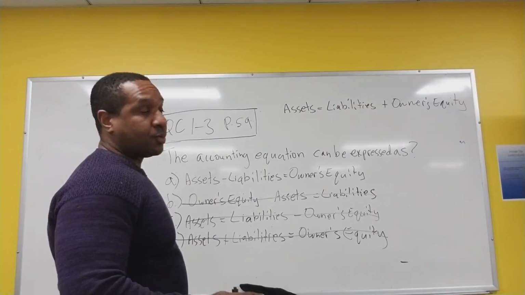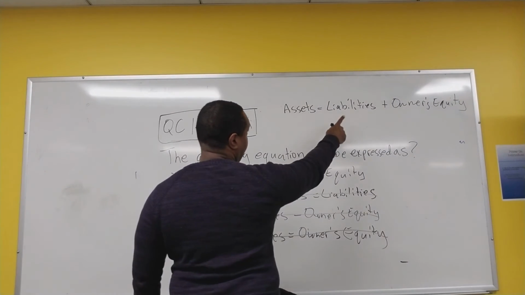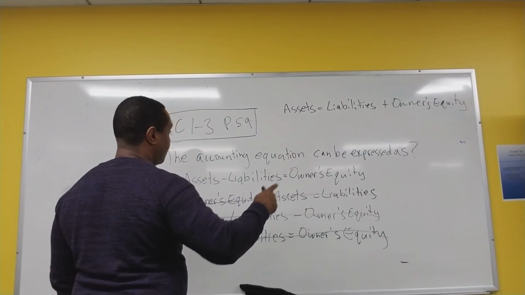So the next one would be the assets minus liabilities equals owner's equity. How does that work? Well, if we move this over to find owner's equity, we would see, if we did the simple math, like we were talking about, if we did the mathematics, we know, number one, we would have to subtract the liabilities on both sides to move it over to find owner's equity.